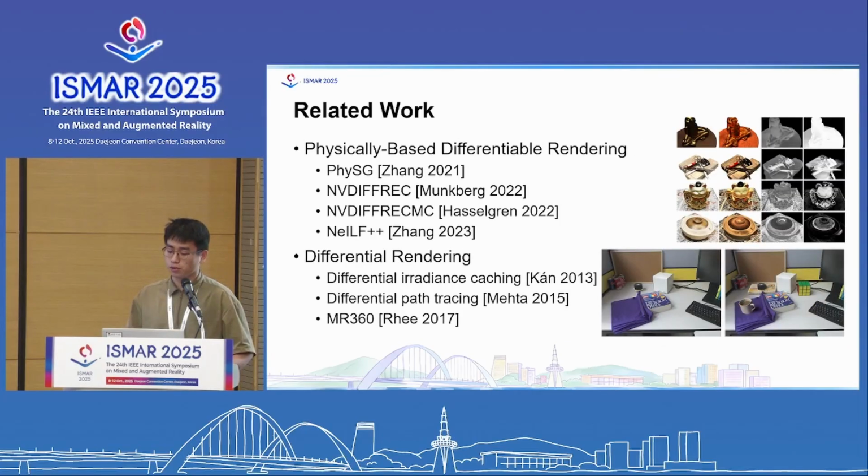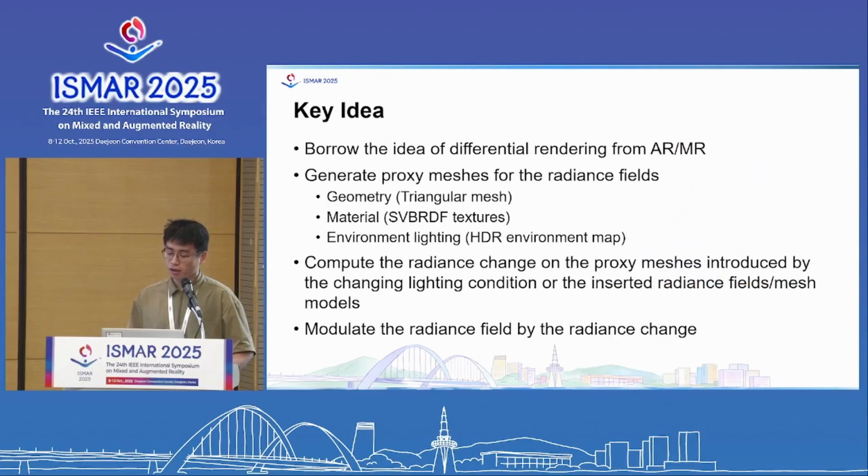In this work, we use physically based differentiable rendering to optimize the SVBRDF and the environmental map of a proxy mesh. And we use differential path tracing to compute the radiance change caused by the change of lighting and the incident radiance from radiance fields or mesh models. We borrowed the idea of differential rendering from AR and IBR.